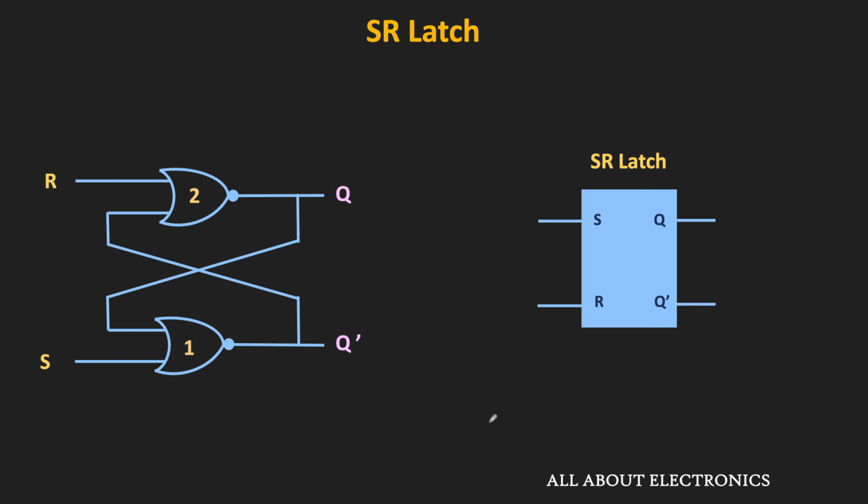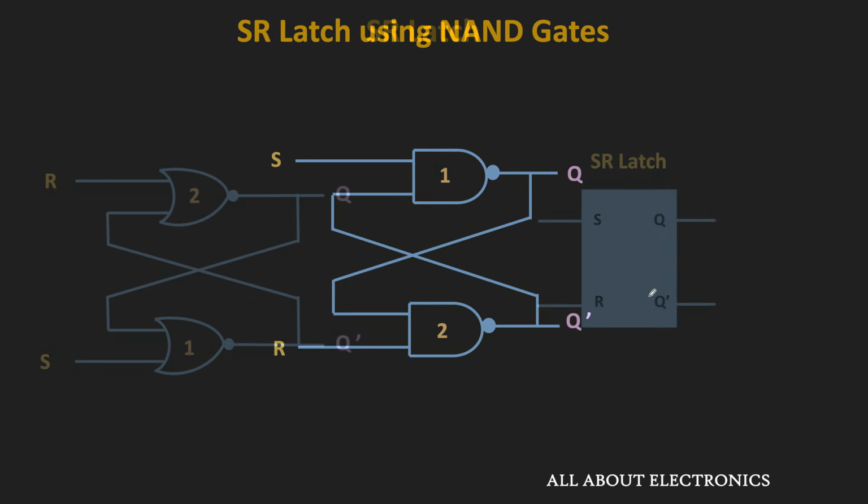So this is the symbol of this SR latch. As you can see, it has two inputs S and R, and there are two complementary outputs, that is Q and Q bar. Now so far, this SR latch was designed using the NOR gates. Similarly, it can also be designed with the help of the NAND gates. So now let us see how to design this SR latch using the NAND gates.